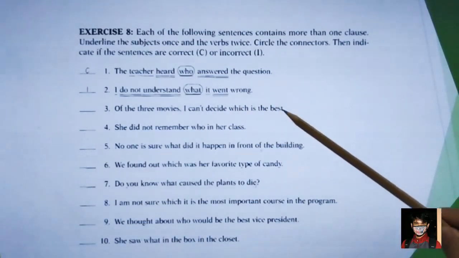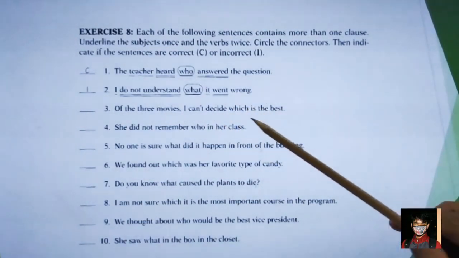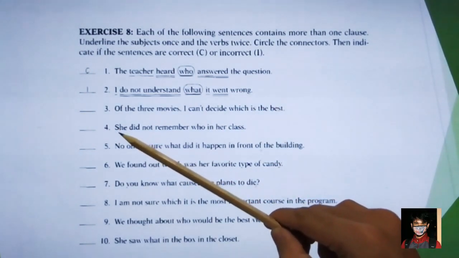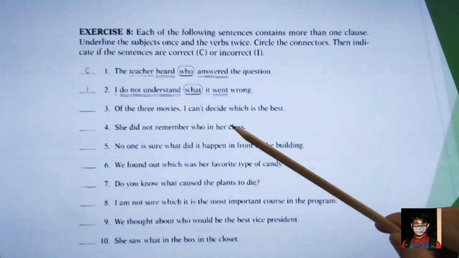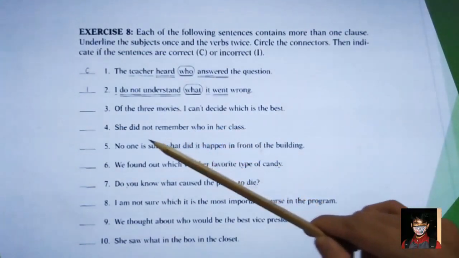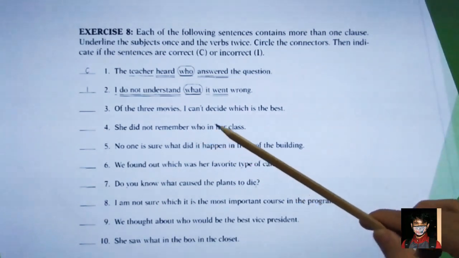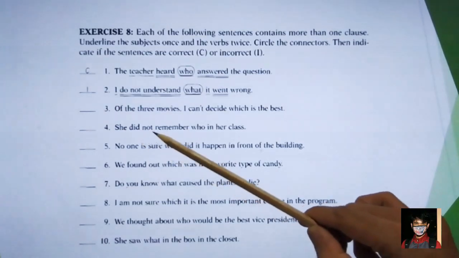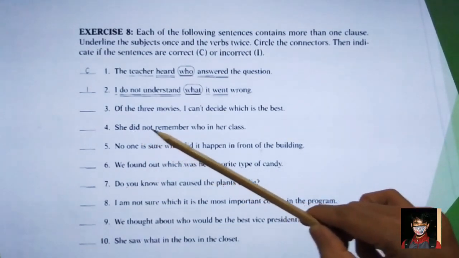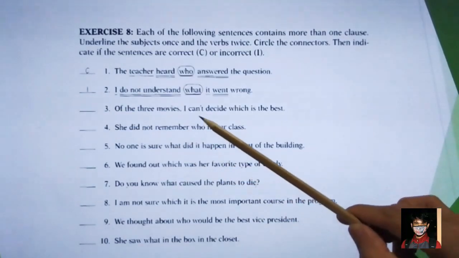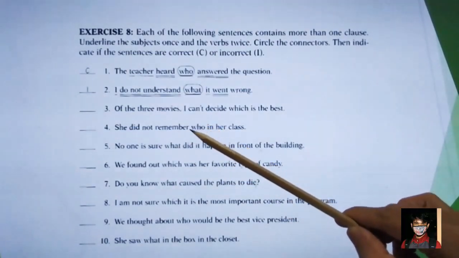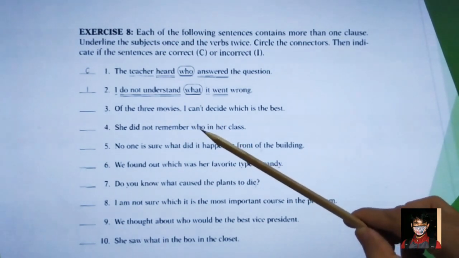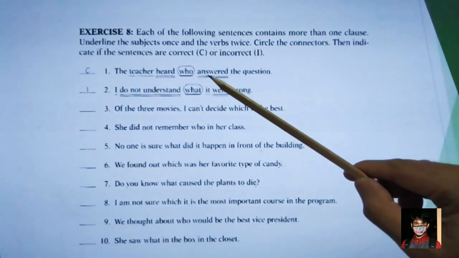Remember, you can substitute this with that. I can decide that. Next, for number 4, she didn't remember who in her class. Subject, okay, good. This one, did not remember, is a verb. And this is a circle as a connector. And then it's supposed to be followed with, okay, a verb.